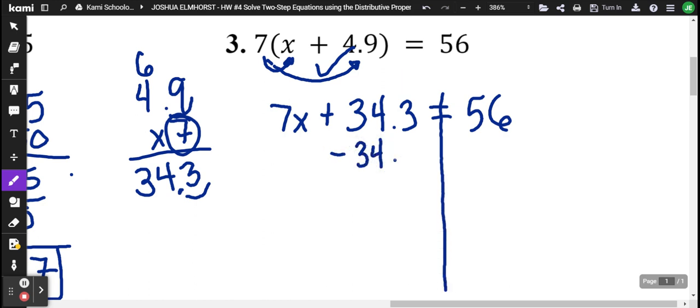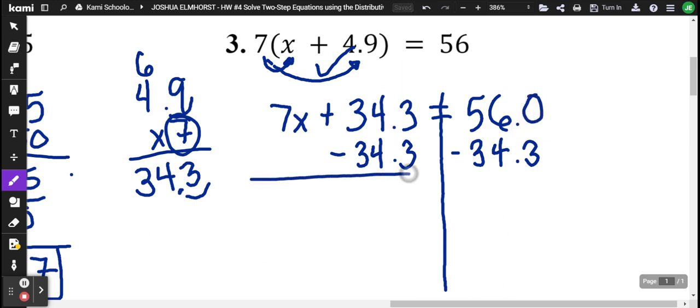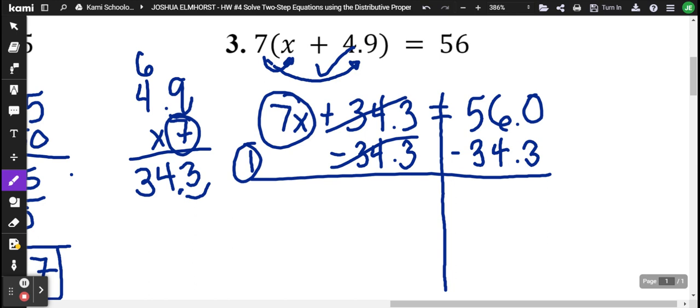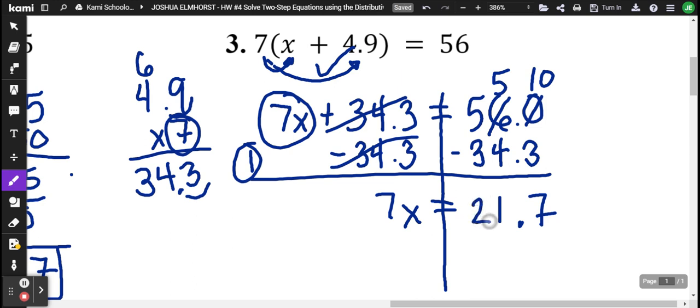Subtract 34.3 from both sides. This is going to be step 1. It's going to cancel on the left side, leaving 7x by itself on the left side. And that is equal to 56 minus 34 and 3/10. We're going to have to borrow to subtract. So 10 minus 3 is going to give us 7. 5 minus 4 is going to give us 1. And then 5 minus 3 will give us 2.